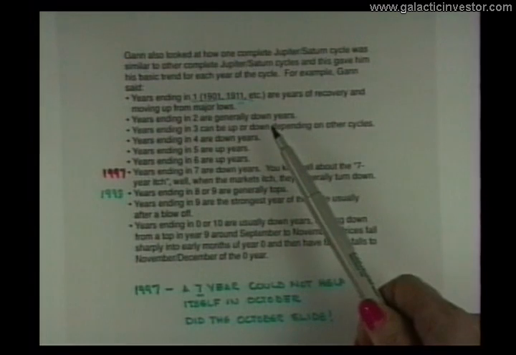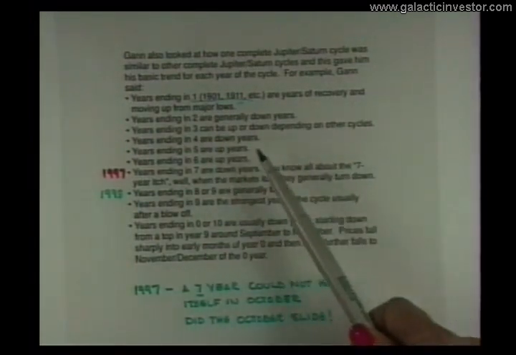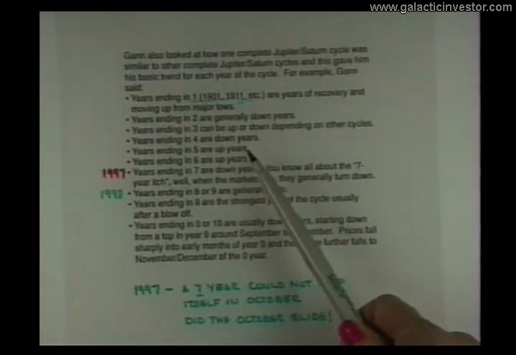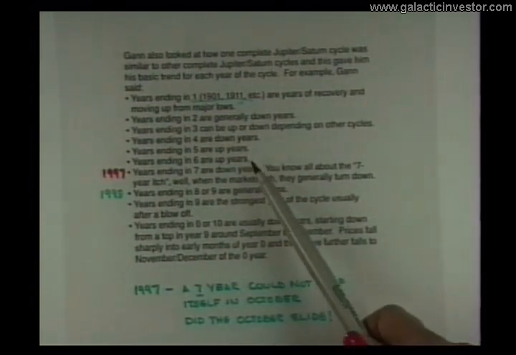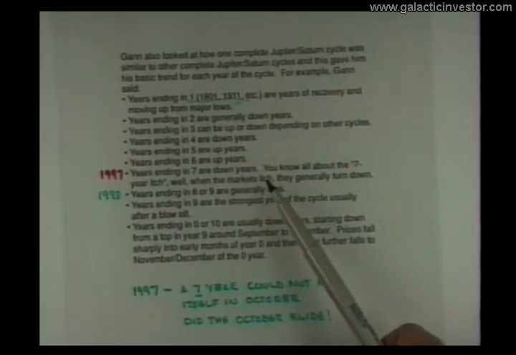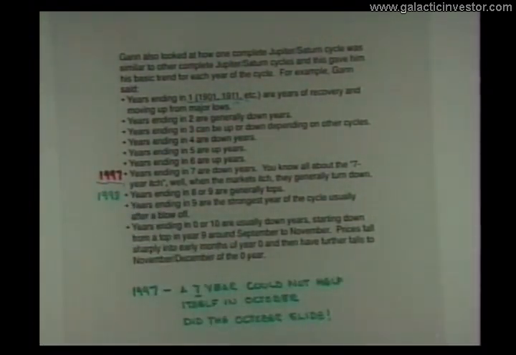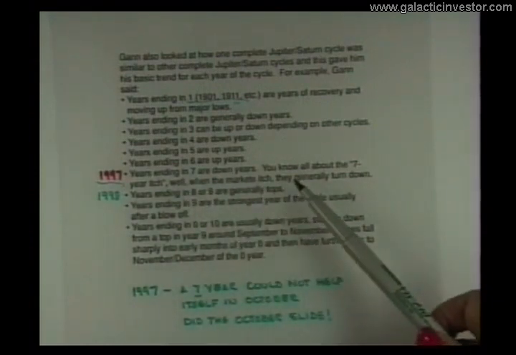Years ending in 2 are generally down. Years ending in 3 can be up or down depending on other cycles. Years ending in 4 are down years. Years ending in 5 are up years. Years ending in 6 are up years. Years ending in 7 are down years. And we had the down this year in the October period, and we had the down in the March-April period, which we'll get into. But the rest of the year has been up because other overriding cycles have forced this year up.